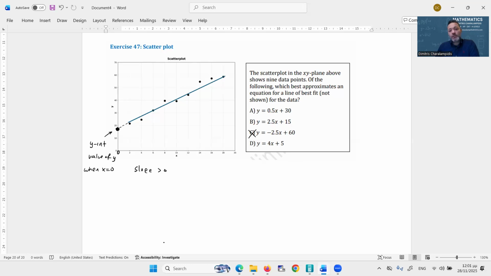It's clearly not 30 because 30 is somewhere here. It's way above, so we reject A. And it's not D because in D the y-intercept is 5, which is way below. So by rejecting A and D, we end up with B. And that's the right answer for this specific question.